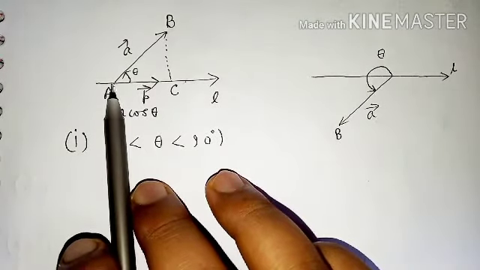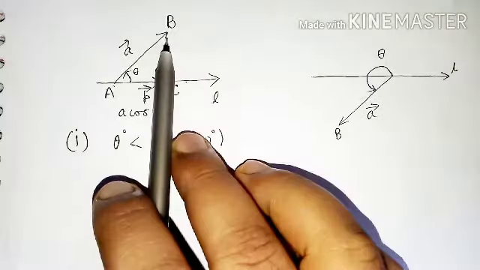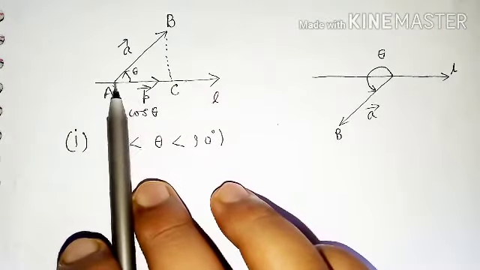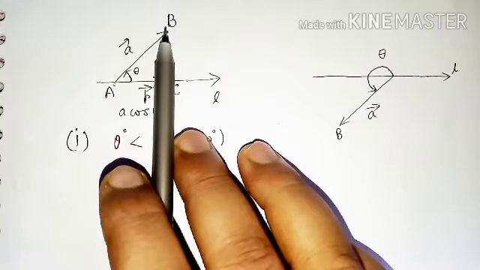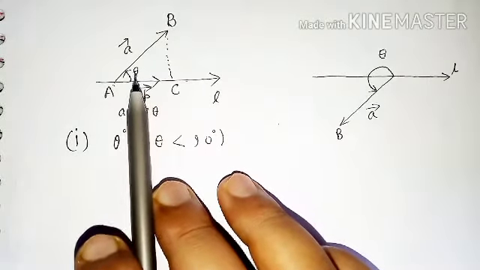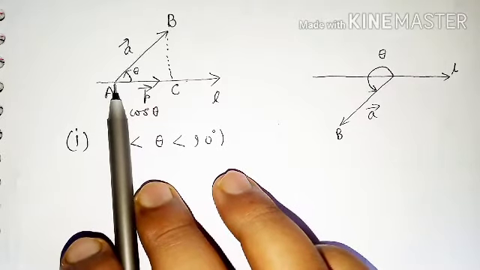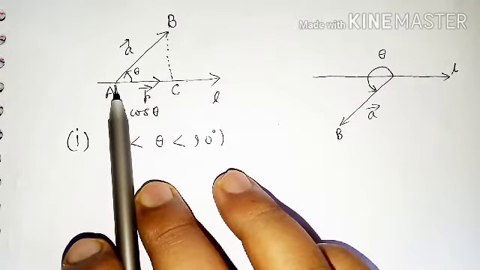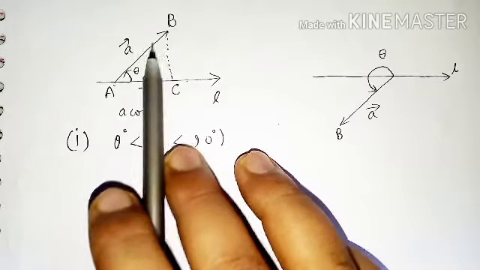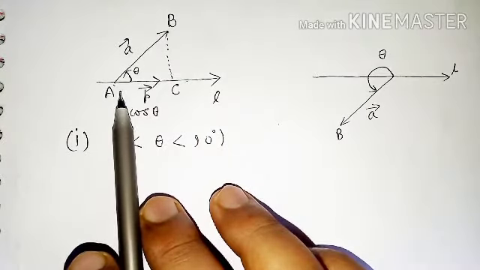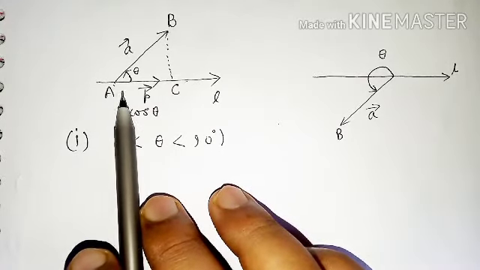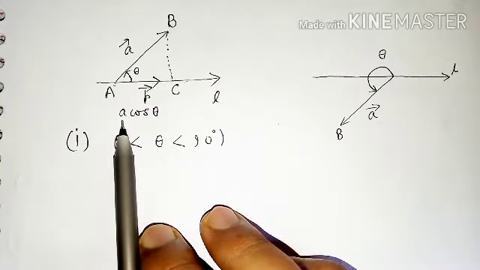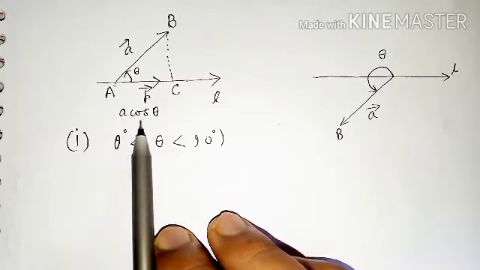Here triangle ACB is a right triangle, so AC will be base, AB will be hypotenuse. So applying cos theta, we have AC by AB is equal to cos theta. From here we have AC is equal to AB cos theta. Here AB is A, so A cos theta.